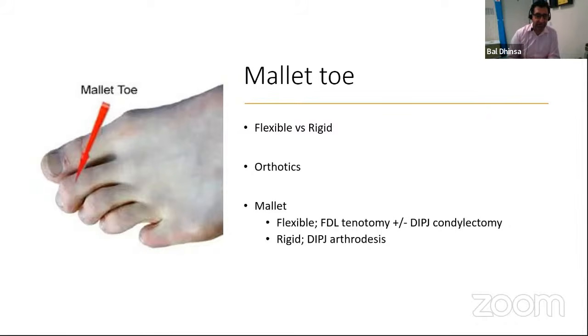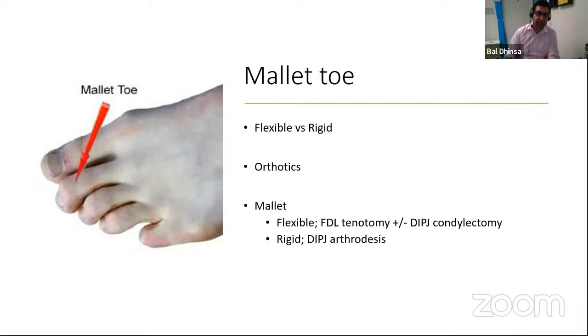Now, for the mallet toe, which tends to be isolated at the distal interphalangeal joint, the question is, is it flexible or rigid? If it's flexible, you can certainly consider doing an FDL tenotomy under either local anaesthetic or a general anaesthetic, and this will potentially allow the toe to correct. If on X-rays and imaging there are degenerative changes within the distal interphalangeal joint, you may want to combine this with a condylectomy just to improve the correction and ensure it doesn't reoccur. And certainly if you do this, I tend to hold the joint with a K-wire at the same time.